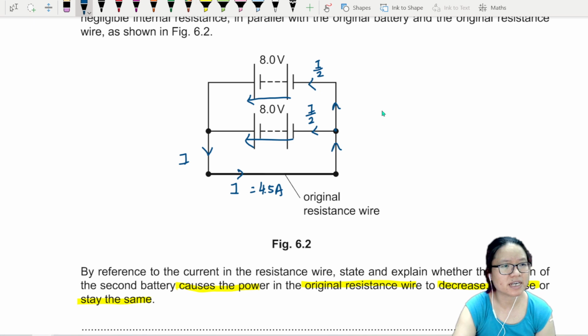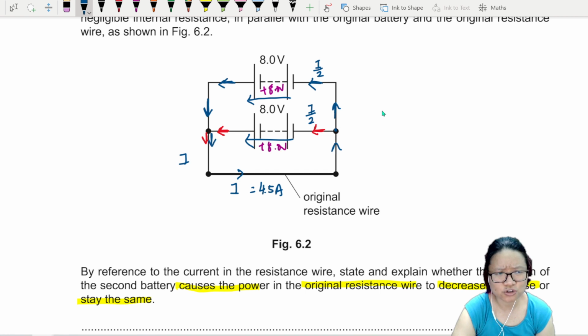They both receive a boost of 8.0 volt. They get boosted, but then they will combine again. So the current from here will combine and they will meet again in the resistance wire. So maybe I'll draw a different color for you. This is the first current, this one is the second current. They split into 2, and then here they combine.